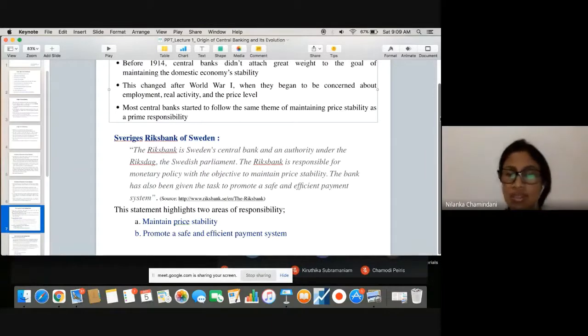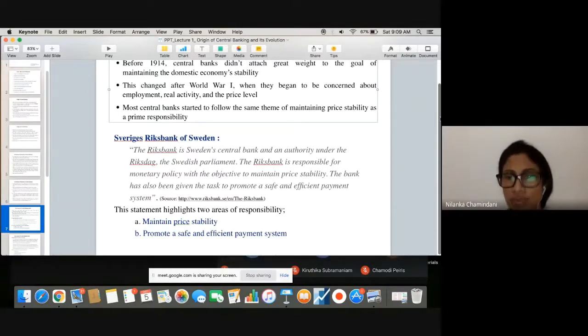We know that in a nation there can be surplus units and deficit units. So there should be a mechanism for channeling these funds among these economic agents. That's where the financial system comes into play. And then, what does a safe, efficient payment system mean? In this financial system, there should be a mechanism for people to do their transactions efficiently and safely.